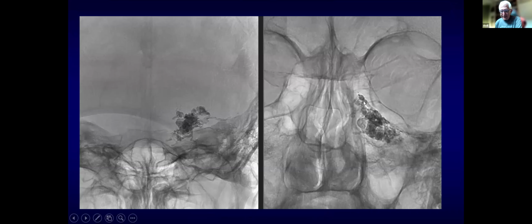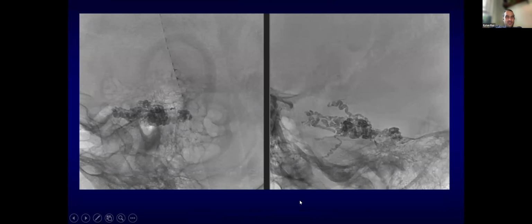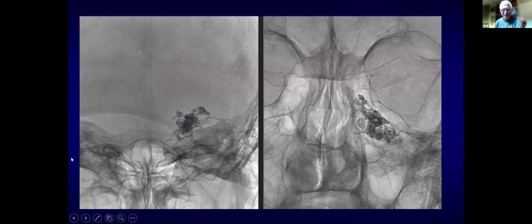So we treated this with fill, with an arterial approach. You can see where the fill went. And why not surgery? Sorry to interrupt. Why not surgery?